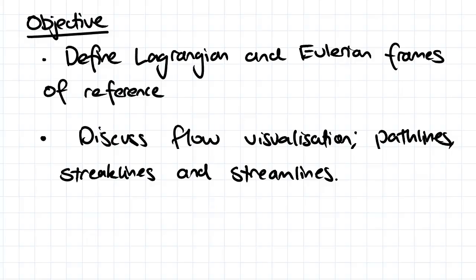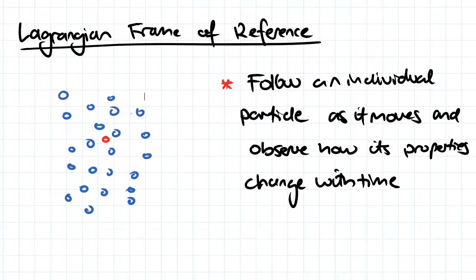Hey guys, the objective for this video is to define Lagrangian and Eulerian frames of reference and to discuss flow visualization in terms of path lines, streak lines, and streamlines. So, Lagrangian frames of reference.